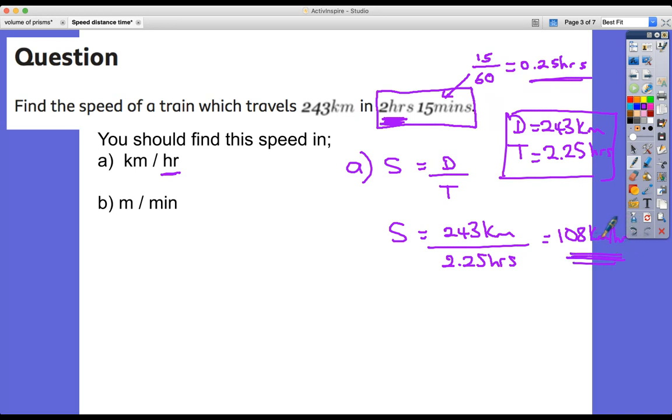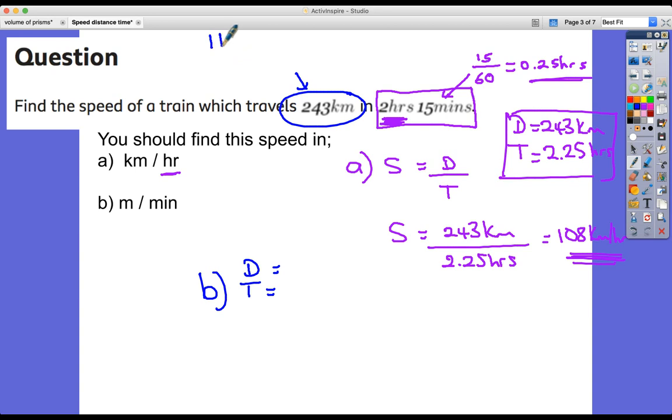Okay. All right. So next one. B. Let's have a look at B. We've now got meters per minute. So I've got to get these two, my distance and my time, into both meters and minutes. So first of all, 243 kilometers. Let's work with this first. I've got to put it into meters.